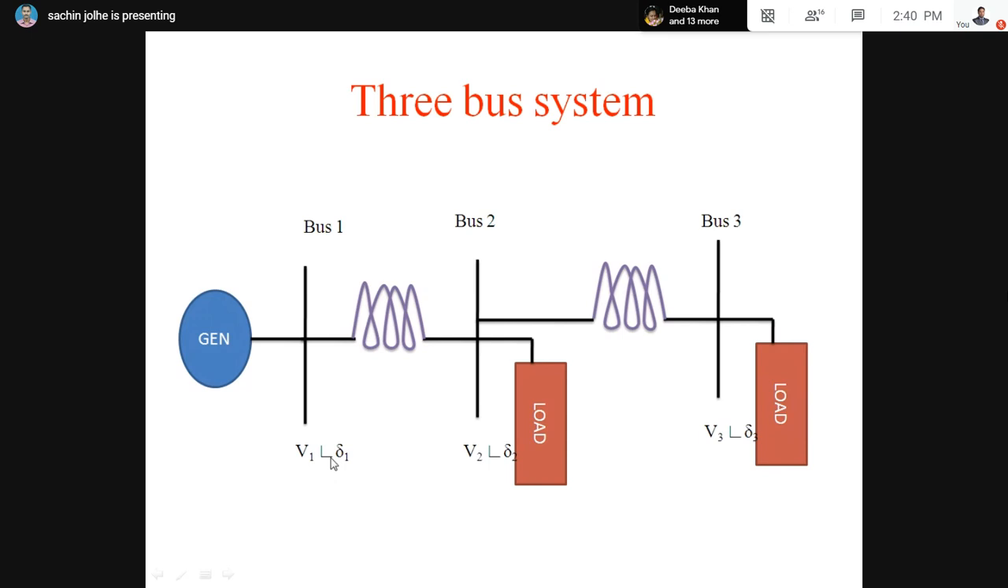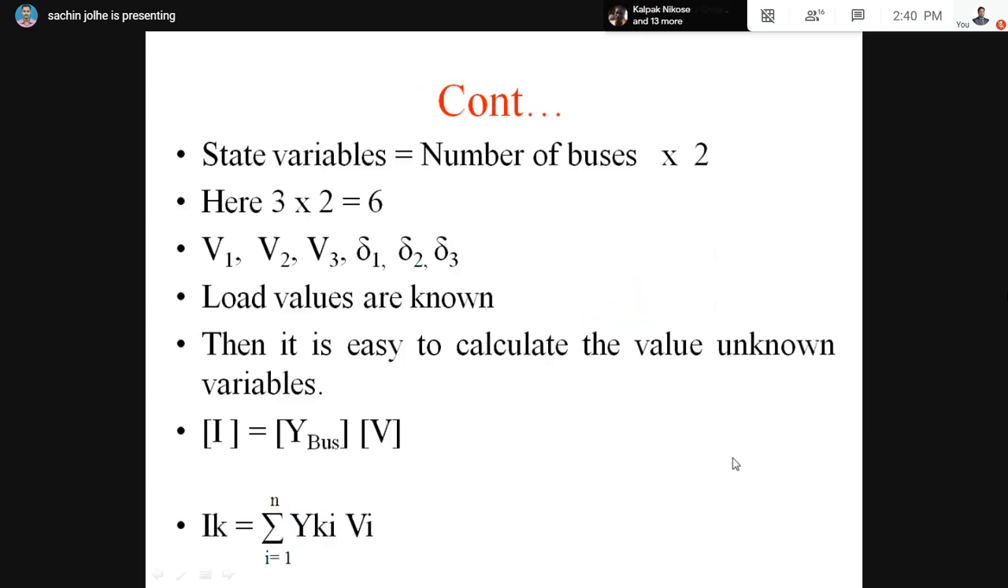Okay, so here you will find V1 del 1, V2 del 2, and V3 del 3. To calculate here, as I have told you, the state variables go to 6. Then the load values are given, so we can easily calculate the unknown variable. This is going to be in the form of the matrix I equals Y bus multiplied by the voltage bus, sorry, voltage. Then I of k can be calculated with this formula.